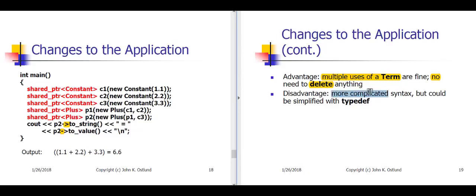Now, it is true that using shared pointer is a messier syntax. Shared pointer angle bracket constant close angle bracket is surely more complicated to type than constant star. We could simplify things a little bit, maybe using typedef. But the advantages to using shared pointer, because we don't have to worry about deallocating anything, outweigh the little bit of syntax complication.